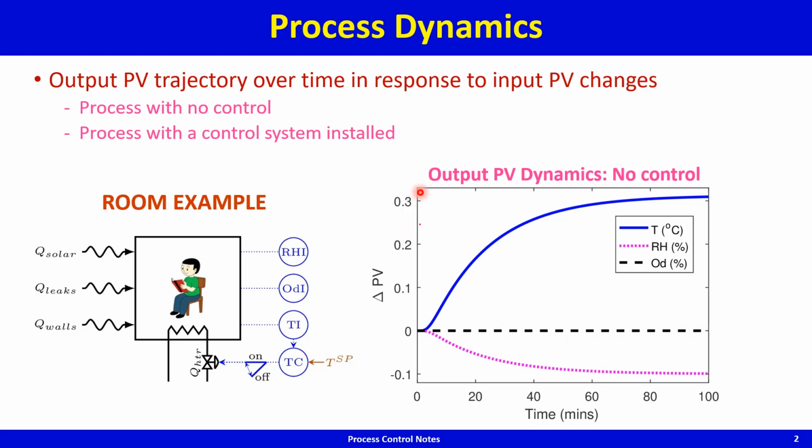What's plotted on the y-axis is the change in the process variable from its initial value at rest. Okay, so this is the output process variable dynamics in response to a step change in the heater duty.